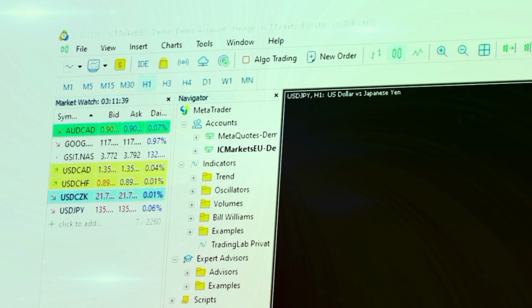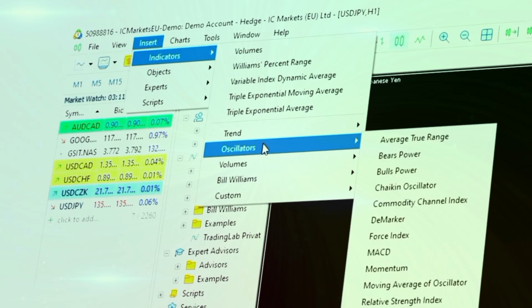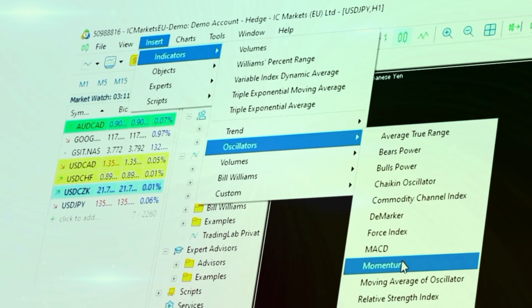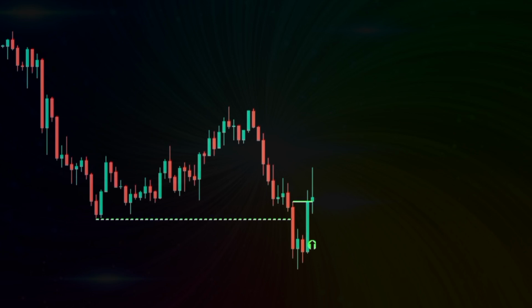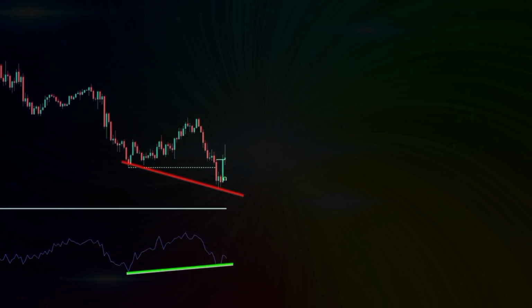To do this, simply go to MetaTrader, click Insert, then Indicators, scroll down to Oscillators and click Momentum. So here you can see the indicator gave us a long, but something else to notice is that here the chart did a liquidity grab, so it's making lower lows. But if we look at the momentum oscillator, it's making higher highs. So this is a divergence and it's also a very bullish signal.